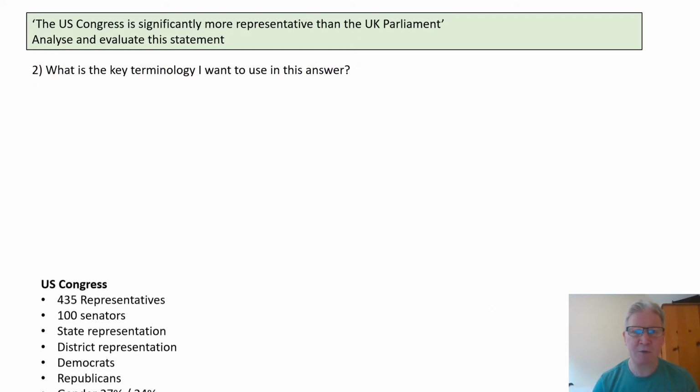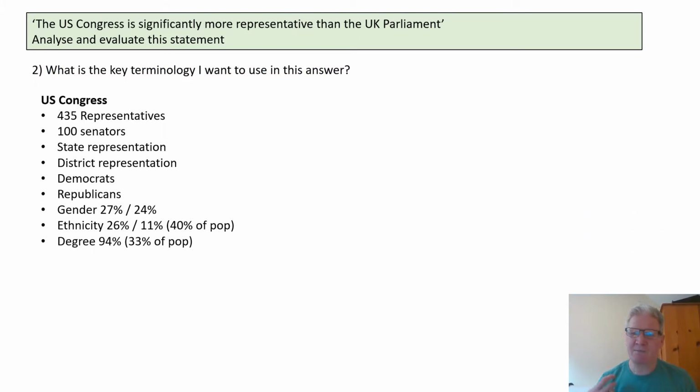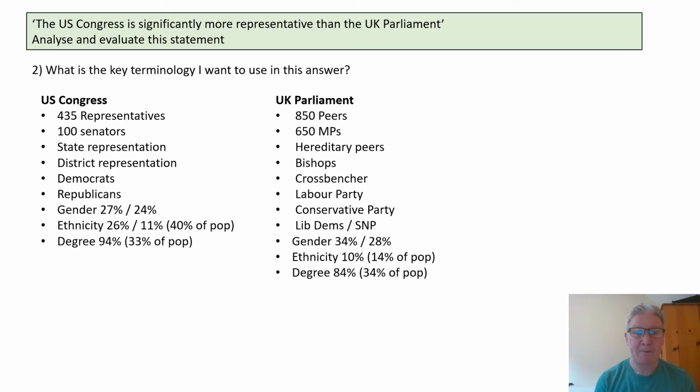In terms of key terminology, with the United States, what you need to know is the nature of the chambers, the size of the chambers, what they represent, and some statistics based around the nature of the representation that exists within it. The same with the UK, the House of Lords, the House of Commons, the nature of the terminology around those and the parties, but also the representative statistics as well.